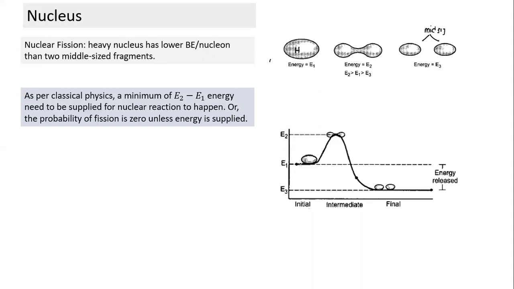We can represent this in the form of a figure also. The energy of a heavy nucleus is this, and when it breaks into two mid-sized fragments, the energy is lower. So when it moves from here to here, it loses this much energy, and this is the amount of energy which gets released. But the question is, will it break from here to here on its own? In some cases, naturally radioactive elements, it keeps happening, but it happens at a very slow pace.